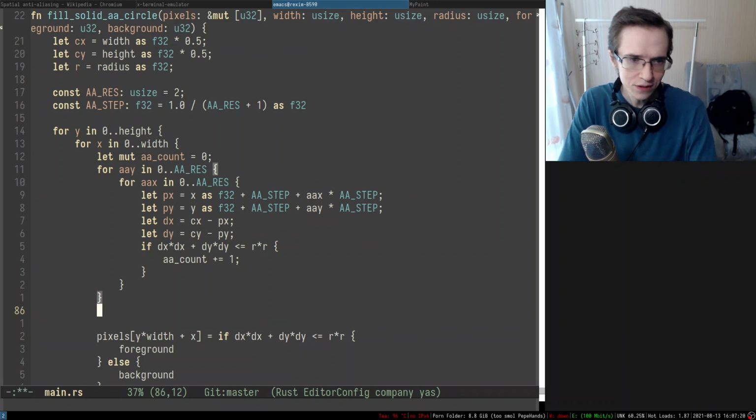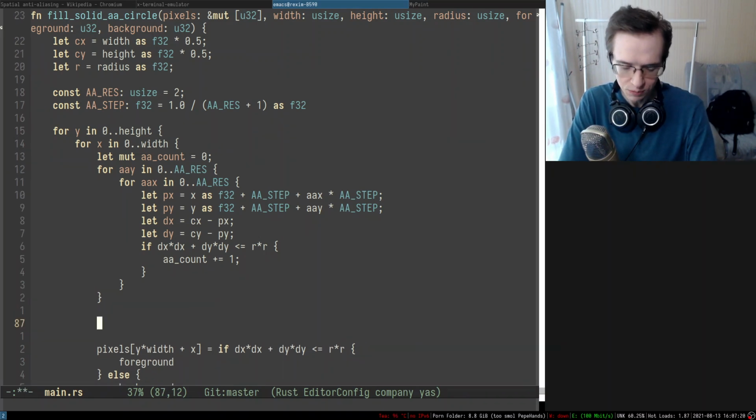Right. So after that, we need to compute the percentage. And the percentage is basically AA count divided by the maximum amount of those things. In our case, it's basically AA resolution multiplied by AA resolution, so AA resolution squared.